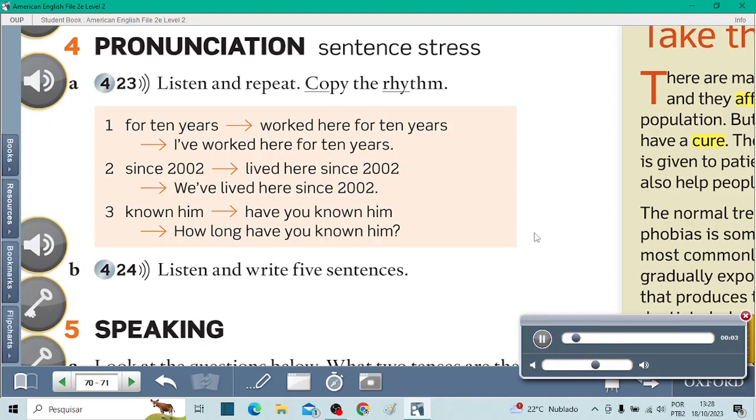4.24. 1, How long have you worked here? 2, they've been married for 20 years. 3, She hasn't traveled by plane since 2005. 4, how long has he lived in Thailand? 5, We've known them for a long time.